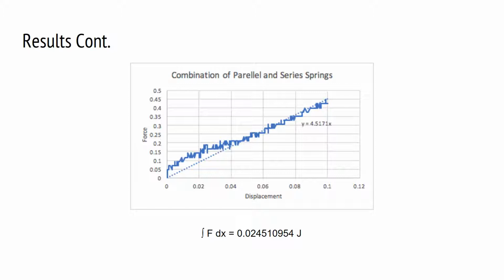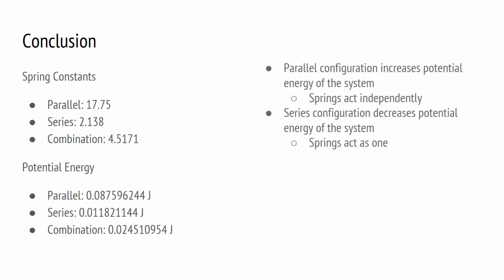Our combination trial yielded results in the middle of the other 2, with a spring constant of 4.5171 and a potential energy of 0.0245 joules. In our trials, we found that the parallel configuration did have the highest potential energy at 0.087 joules, as well as the highest spring constant of 17.75.